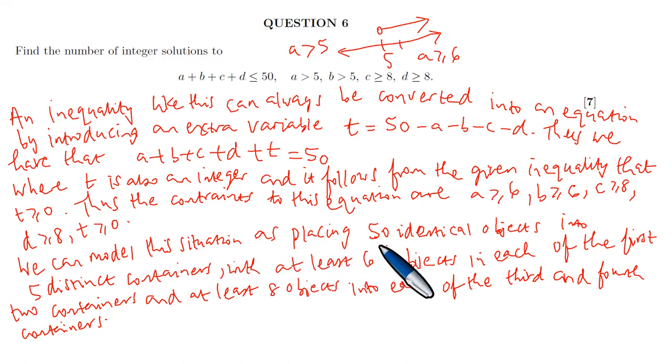Right. So we can model the situation as placing 50 identical objects into five distinct containers. We have one container, one, two, three, four, five. So we have five containers, with at least 6 objects in each of the first two containers. The first two containers here, A and B, start from 6. So we have at least six or more in A and B, and at least 8 objects in each of the third and the fourth, because C and D are at least 8.